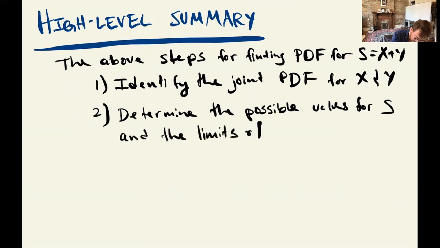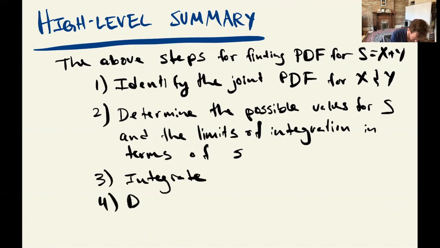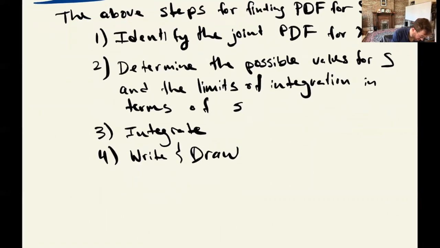Then, 3, determine the limits of integration in terms of S and integrate, and 4, write and draw. These are the steps for computing what's called the convolution.